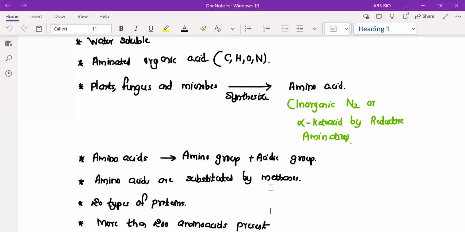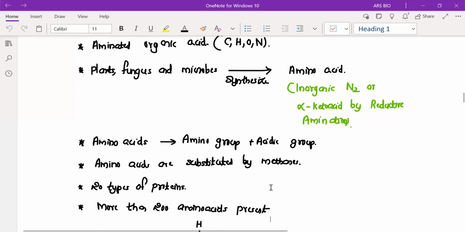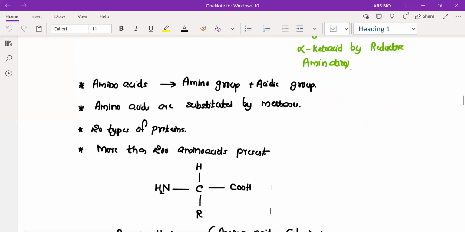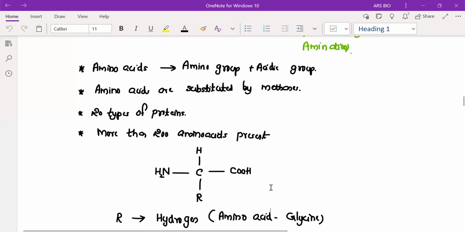Here amino acids, as we discussed before, have the amino groups, that is NH2 groups, as well as the acidic groups, the carboxylic acid groups, present inside. These amino acids are separated by methanes. Normally in a straight chain, CH3 groups will be there. Instead of CH3, as in the structure mentioned below, it is replaced by the amine group, the NH2 group. Almost 20 types of proteins are there, and more than 200 types of amino acids are present. And we know there are 20 monomer units of amino acids that combine together to form proteins, so 20 types are there.